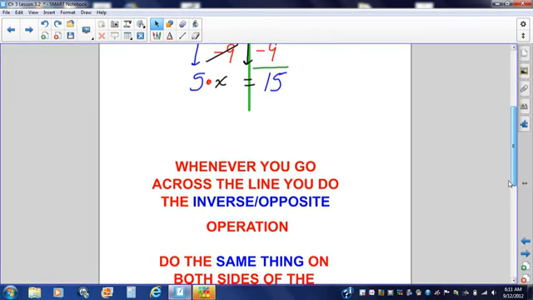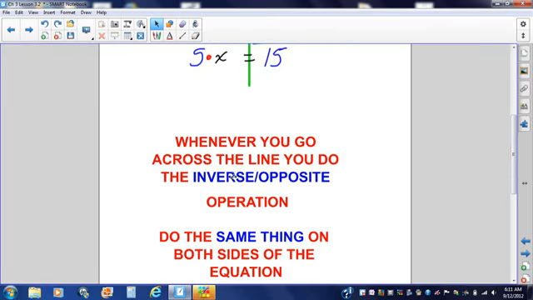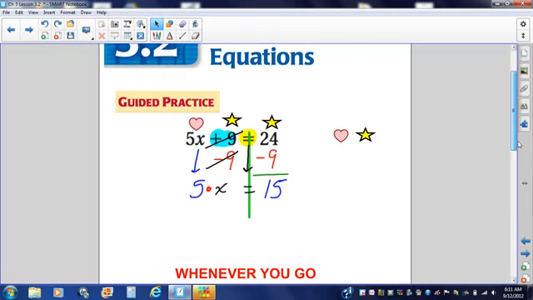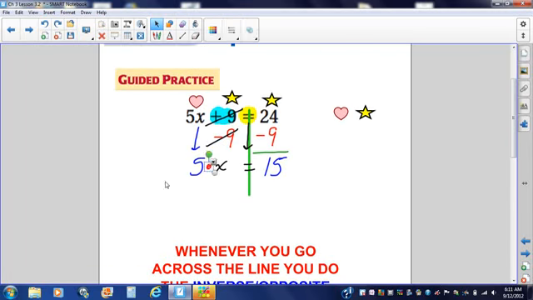Now remember, we said when we're going across the line, we're going to have to do the inverse operation. So the inverse operation of multiplication is division. We are going to write our division as a fraction bar. So I wrote division because that's the inverse operation. Whatever I do to one side, I do to the other. Now, the inverse of multiplying by 5 is to divide by 5. So I'm going to put a 5 here, and I'm going to put a 5 here.